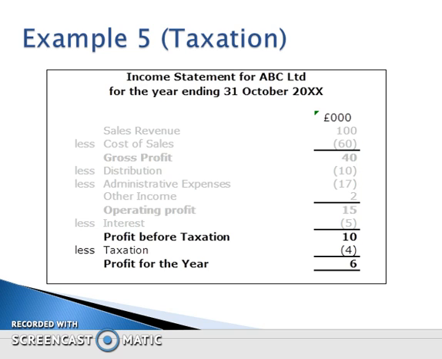This is a typical presentation for the published accounts of a limited company. An income statement for internal use by a company would generally contain more information, in particular a more detailed breakdown of the expenses.